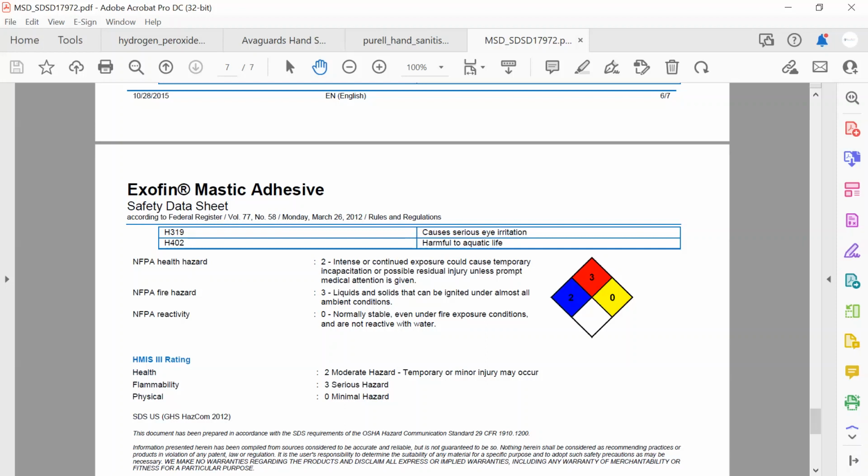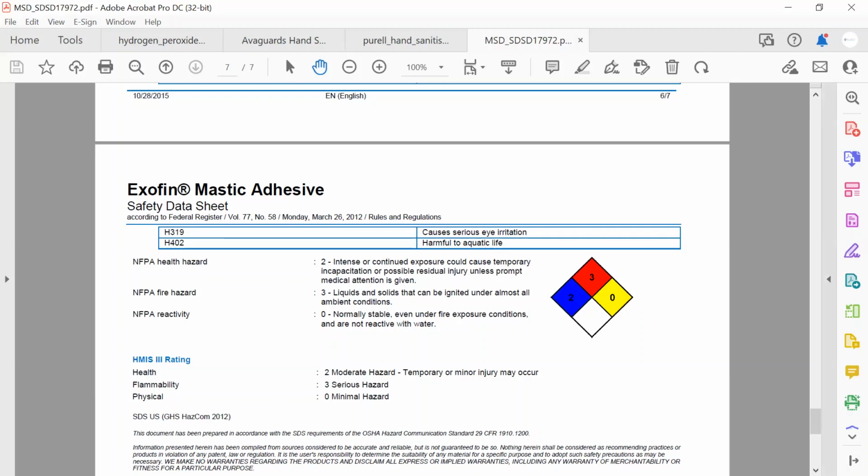All right, well, that wraps up our training on the common chemicals that we're exposed to in the healthcare setting, how to read an SDS sheet, kind of covering the general overview for the HAZCOM system and the global harmonizing system.